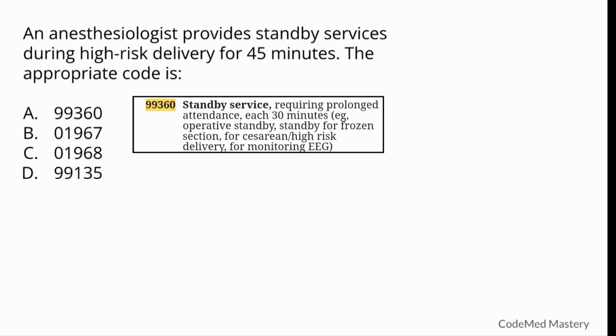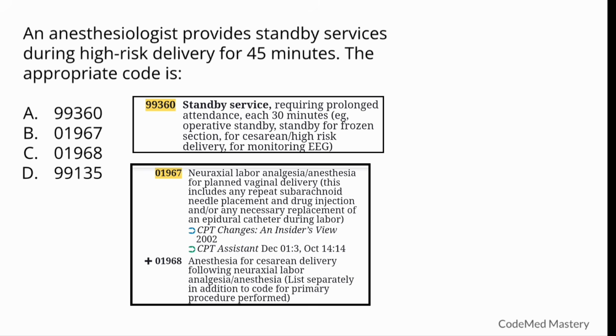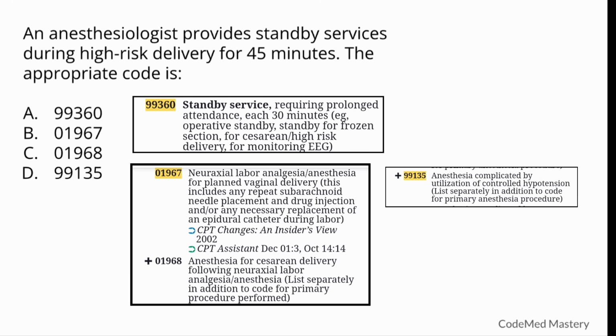Option B, 01967 is for neuraxial labor analgesia or anesthesia planned for vaginal delivery. And option C, 01968 is an add-on code for anesthesia for cesarean delivery following neuraxial labor analgesia or anesthesia. And option D, 99135 is for anesthesia complicated by controlled hypotension.